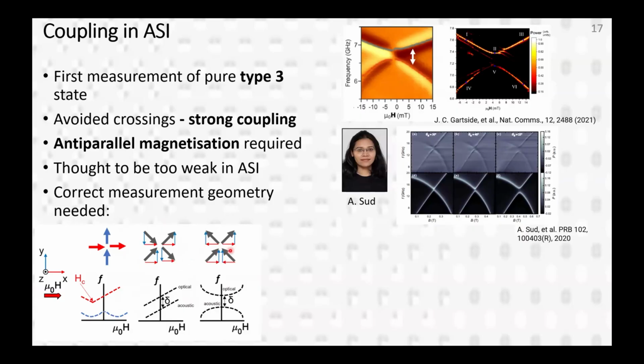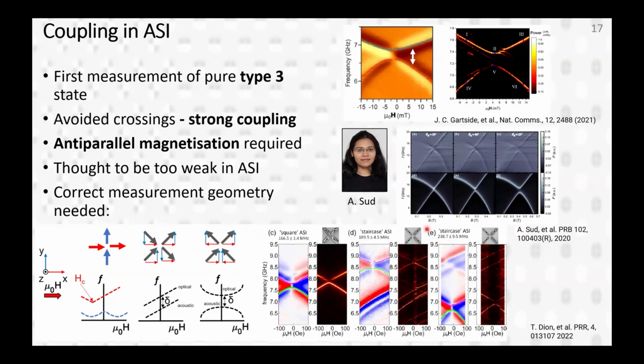But if in fact you have your type 2 pointing in the vertical direction and you apply your field along the horizontal direction, you actually create the situation where you open up a gap. So we wanted to test that it wasn't just this staircase ASI that was creating this gap, but we in fact showed that we do get this gap for a homogeneous square ASI as well.